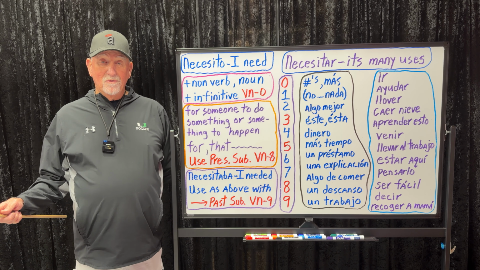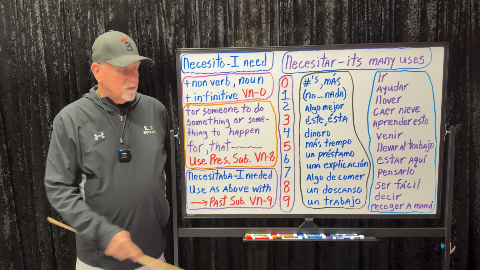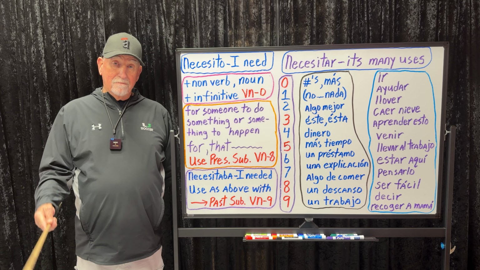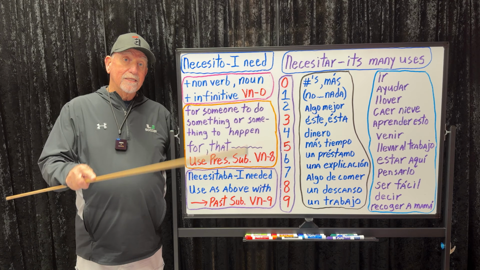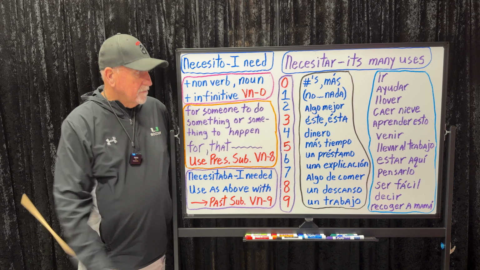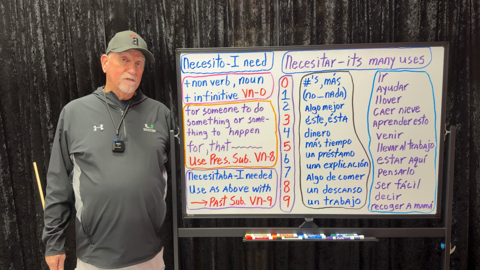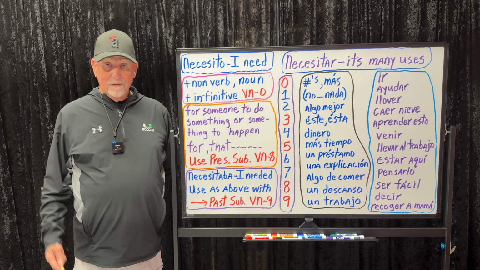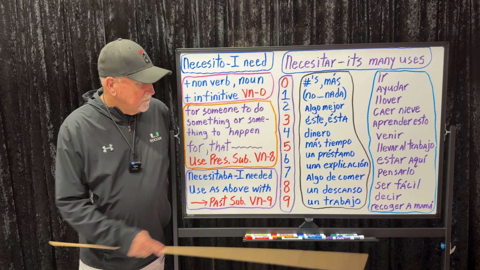I can't trick you anymore, right? You're getting really good with all these verbs. Caer nieve, aprender esto. I needed for the students to learn this. Necesitaba que los estudiantes aprendieran esto. Venir. I needed for everybody to come to the party. Necesitaba que todos, go to the preterite, vinieron, change the O to A, you got it. Necesitaba que todos vinieran a la fiesta.